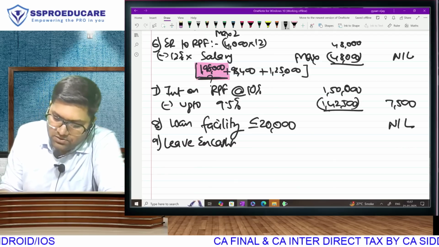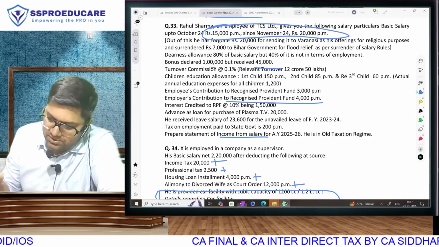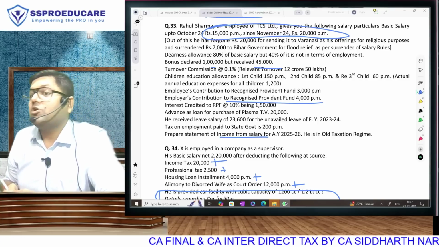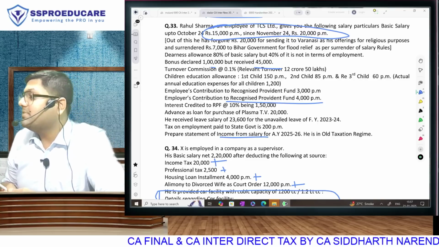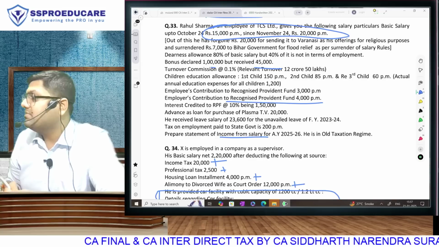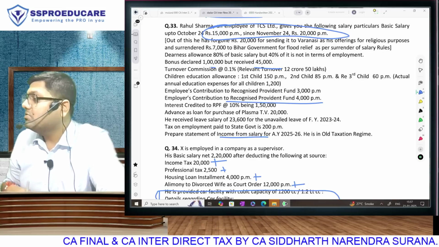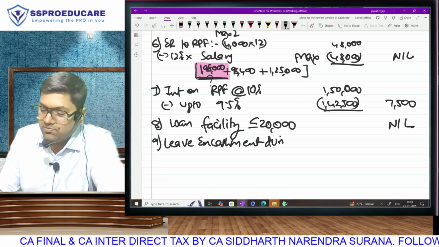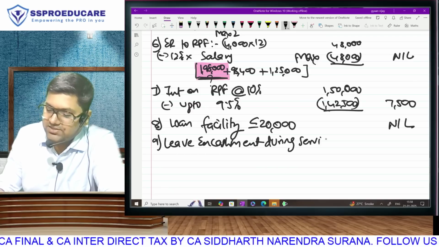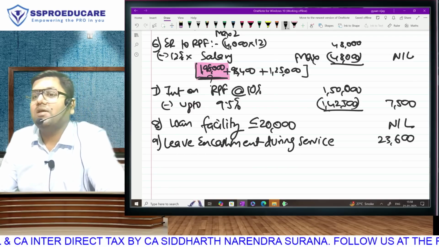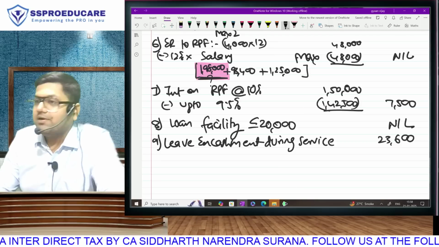And leave encashment. Leave salary is given, no? How much? 23,600. Again, there is a problem, because we take maximum 1 month per completed year, but how much the boss is giving, they have not given. Leave encashment during service is fully taxable. Exemption is only if it is received at the time of retirement.